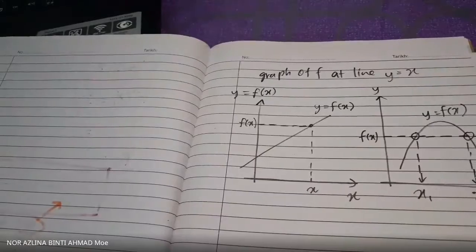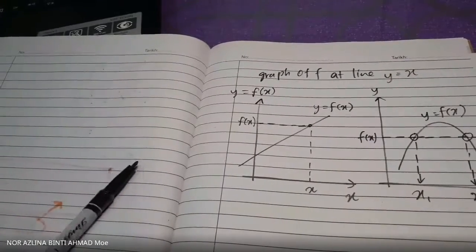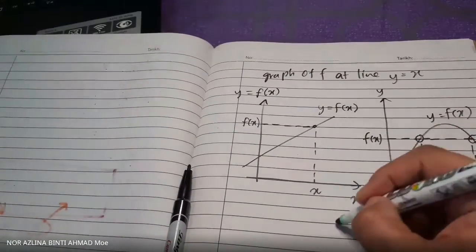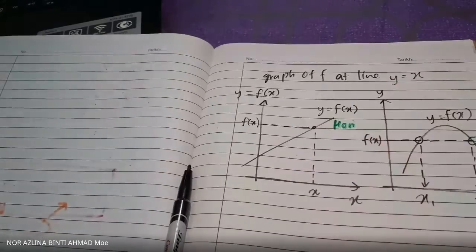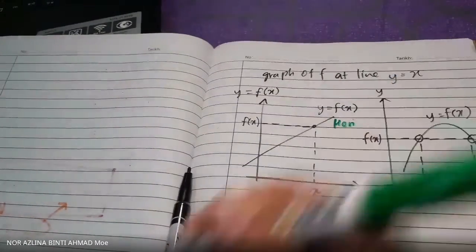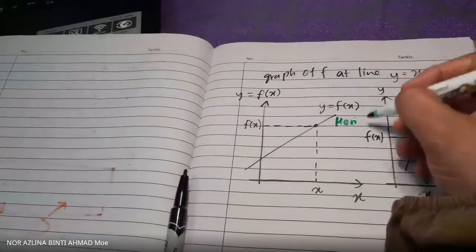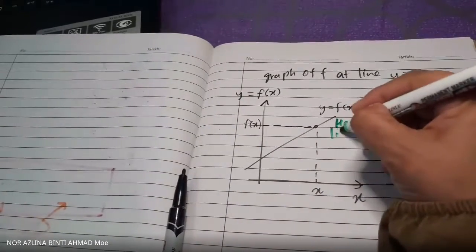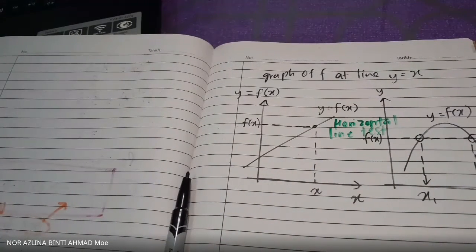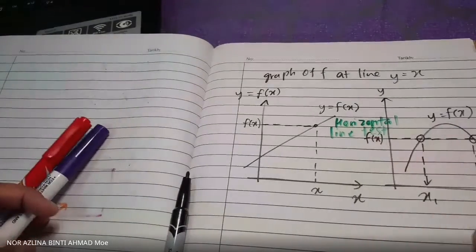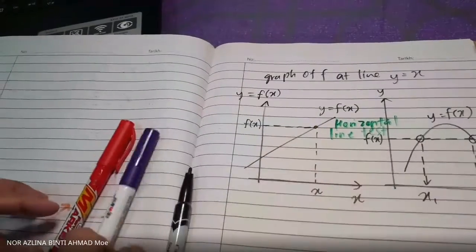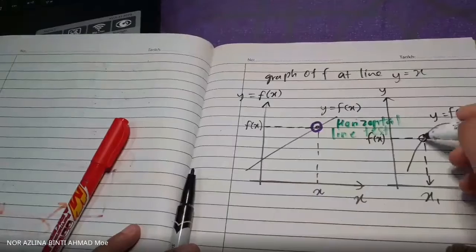Nak tentukan sama ada inverse atau tidak, horizontal line test. This is horizontal line test. Horizontal line test maknanya awak buat satu horizontal line, kemudian you cari dia punya intersection point. Kalau yang ini di sini, yang ini di sini.